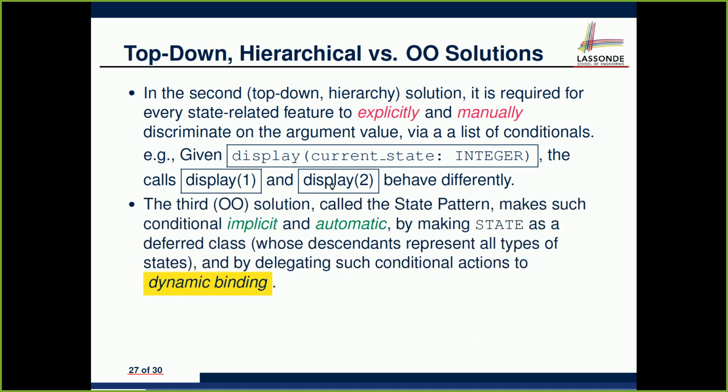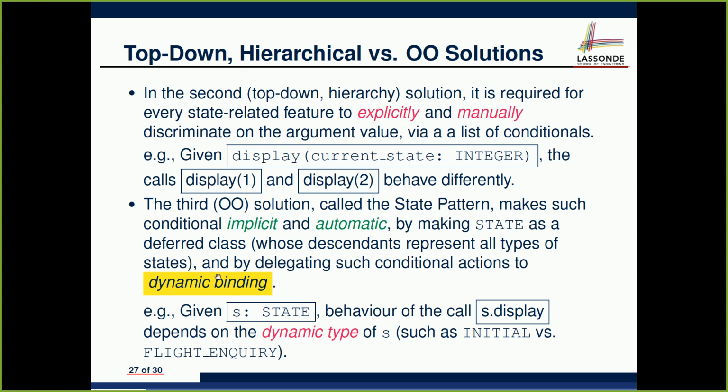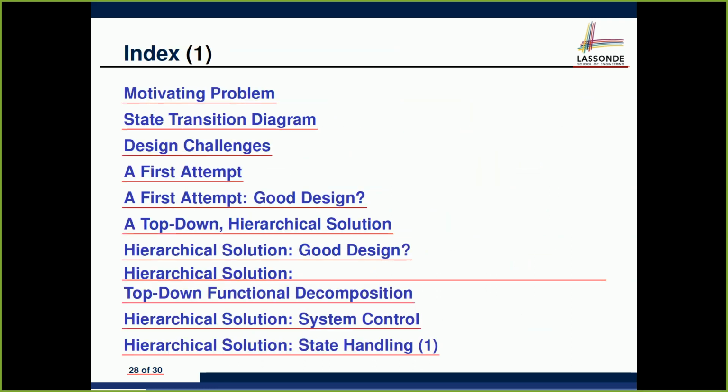On the other hand, for the OO solution, we hide the state encoding into the current dynamic type of the states. That's basically what we're doing. So you can simply declare S to be of type states rather than integer. Depending on what the dynamic type is, when you say S.display, it's going to call that corresponding version. This slide is really important to check your understanding of the state design pattern compared with the non-OO approach. That's about it for the state design pattern.